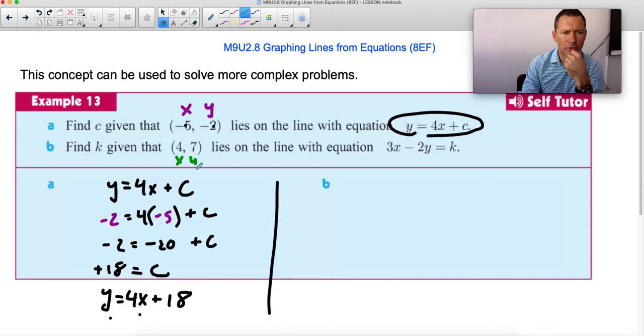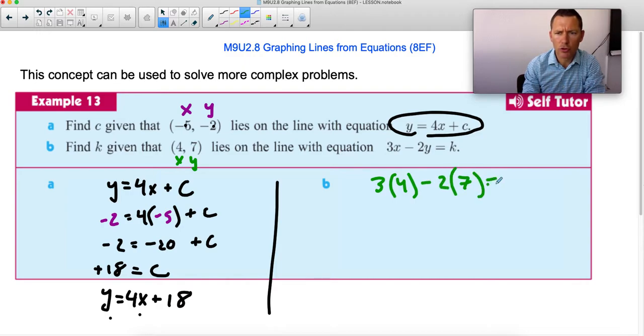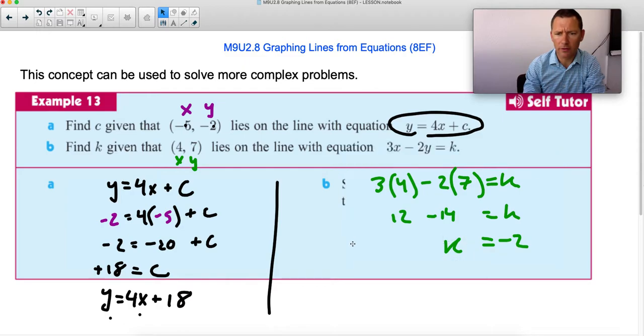Okay, so that's an x and a y. So this is 3 times the x value minus 2 times the y value. Should give us k. Let's solve for k. This is 12 minus 14 equals k. This is -2. Should be k. Yeah? How do we do? Yeah, -2 and 18. Great, we did it. All right.